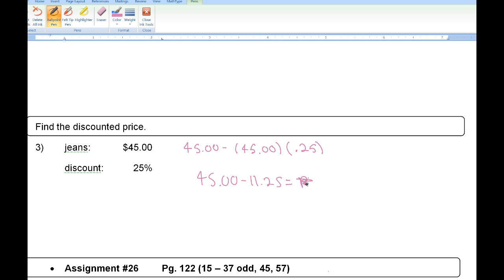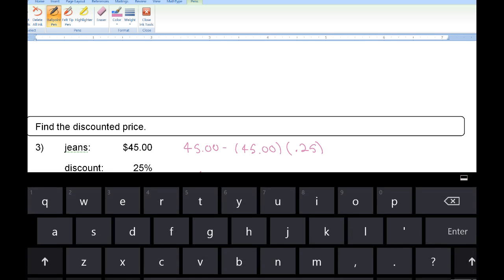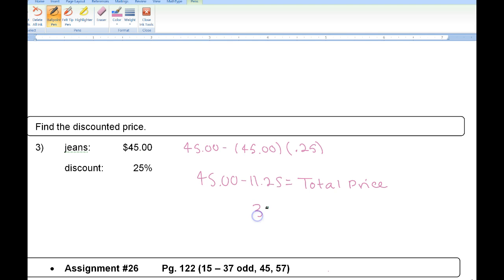What do you get? 33.75. Wait, what's the total? 33.75. If you click on something at the bottom, the keyboard pops up. Okay, we kind of get back to where we started. So $33.75 is the total price.